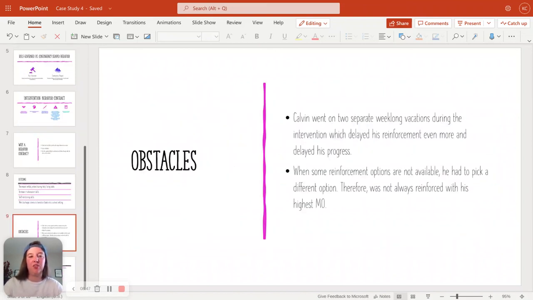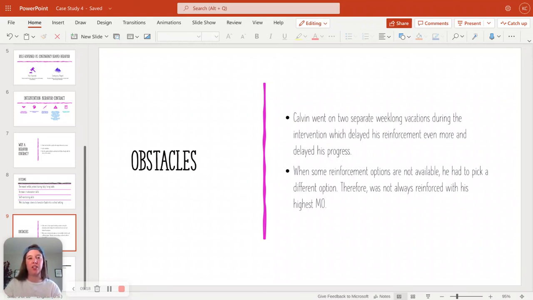The obstacles we did face during this intervention were that Calvin did go on 2 separate week-long vacations during the intervention, which delayed his reinforcement even more. So he earned his reinforcement, and that 5th day that he would have gone to a baseball game or whatever he chose, he went on a week-long vacation and then wasn't reinforced until he came back. And then a couple weeks later, he went on another week-long vacation. So it kind of also delayed his progress.